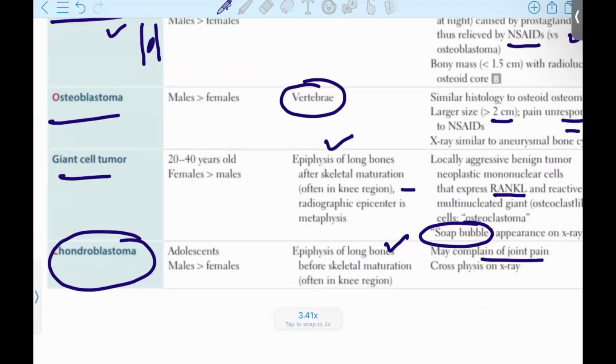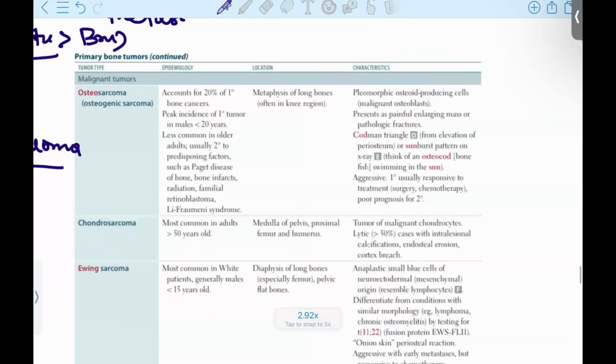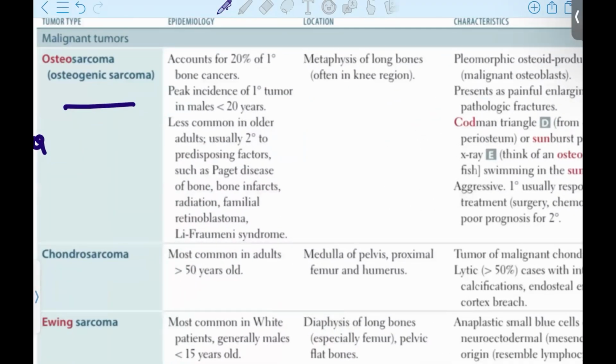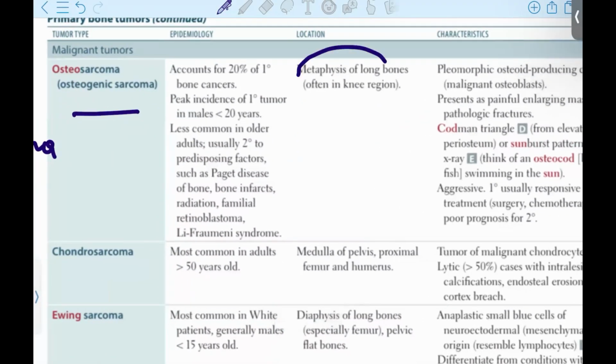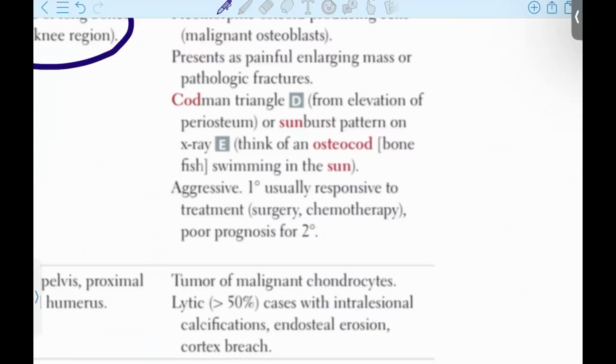Okay, next one. Coming to osteosarcoma, the malignant types. In the malignant types, osteosarcoma or osteogenic sarcoma involves the metaphysis of the long bone. Whereas benign tumors mostly involve the epiphysis, this involves the metaphysis of the long bones. Next, what are the other features? You will be seeing the Codman triangle and sunburst appearance on the X-ray.